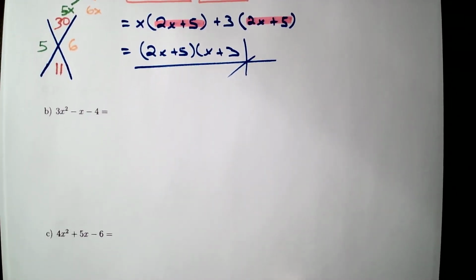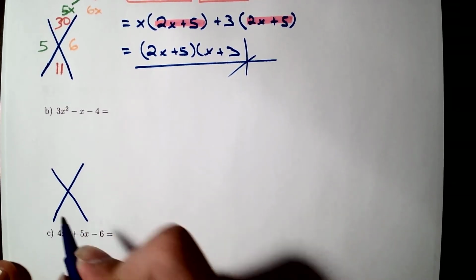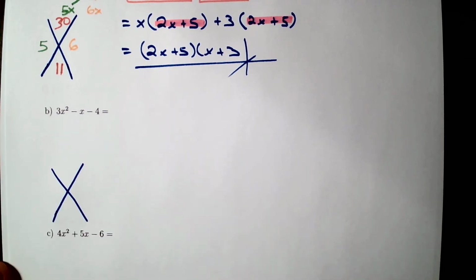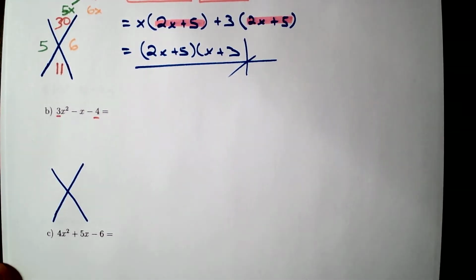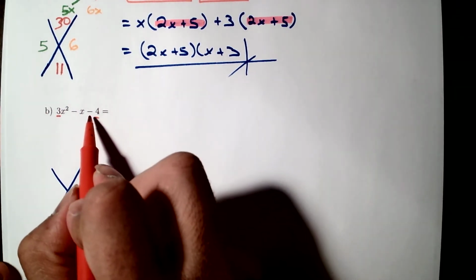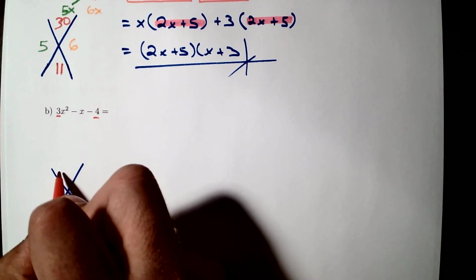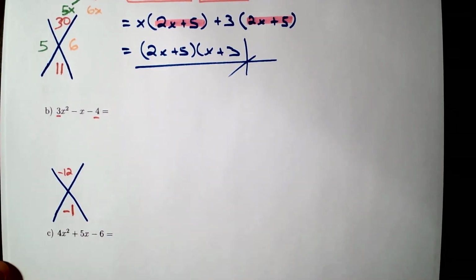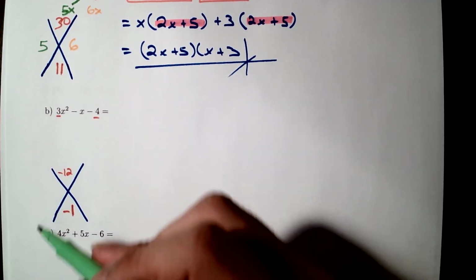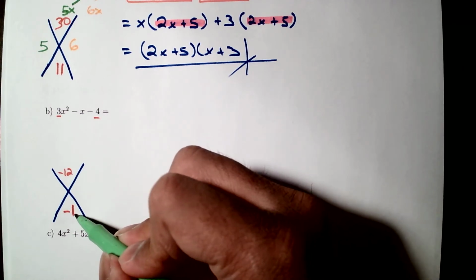Let's look at another example. So let's use the diamond method for this polynomial. To do that, we're going to multiply the leading coefficient times the constant term, and in this case, signs matter. 3 times negative 4, that's a negative 12. And then we bring down the middle coefficient, which is a negative 1. So we're going to look for factors of negative 12 that add up to negative 1.